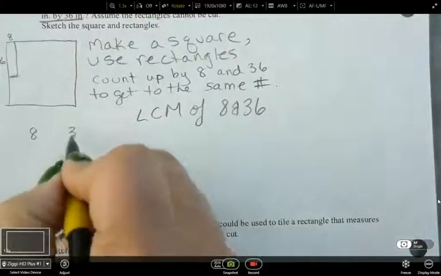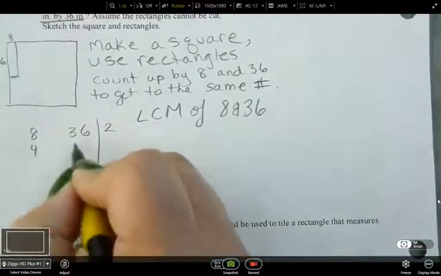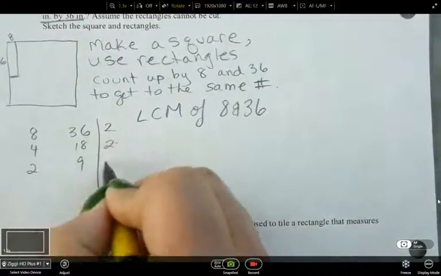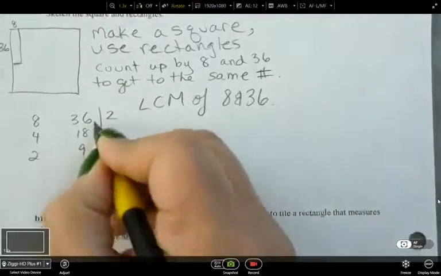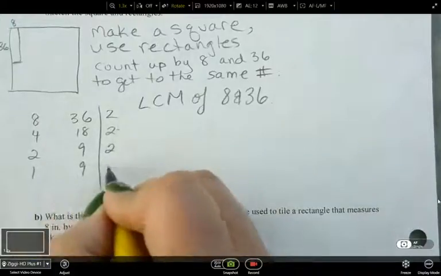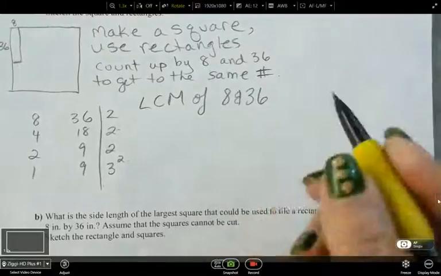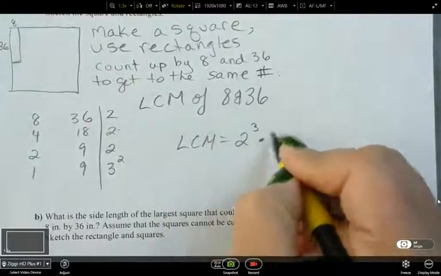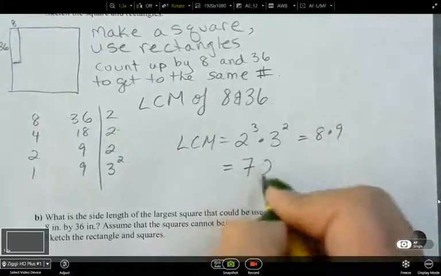So 8, 36. So what do they have in common? 2, 4, 18. They have a 2 in common. 2, 9. And then I keep going, right? So I don't want to double up if they share it. That's the idea of taking the common ones out. So 2, 1, and that's 9, which is 3 squared. Is it okay if I just shortcut it like that? Okay, so now my LCM is 2 cubed times 3 squared, which is 8 times 9, and it is 72.